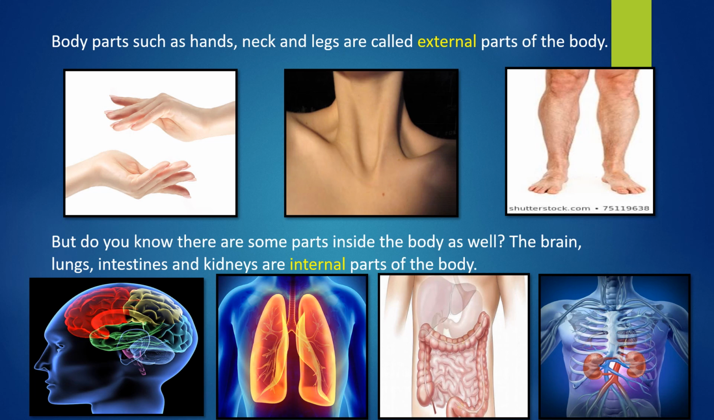These parts work in different ways. The brain helps us in thinking, lungs help us in breathing, intestines help us in digesting the food that we eat, and kidneys help to purify different things that we eat.